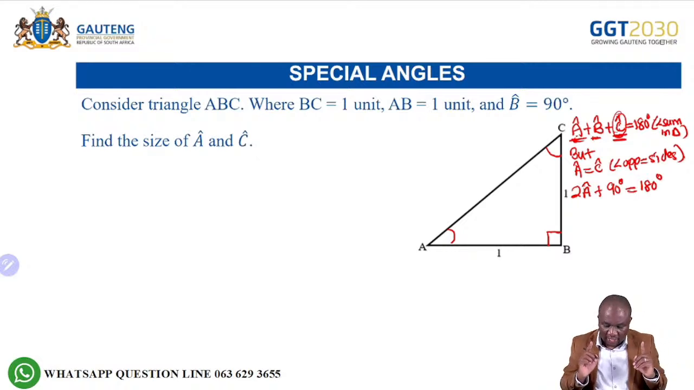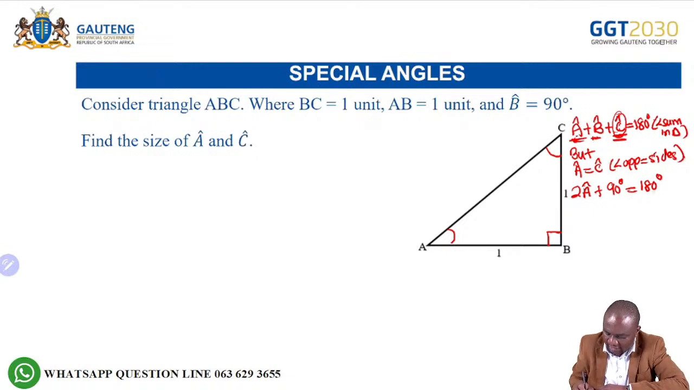Okay, I said angle C is equal to angle A. So where there's C, I can put angle A. Then if I say A plus A, I get 2A. And then B is 90 degrees. Then we subtract 90 from both sides of the equation. So 2 angle A is equal to 180 degrees minus 90. What is it? It's 90 degrees. Or we can write it in full and say 180 degrees minus 90 degrees.